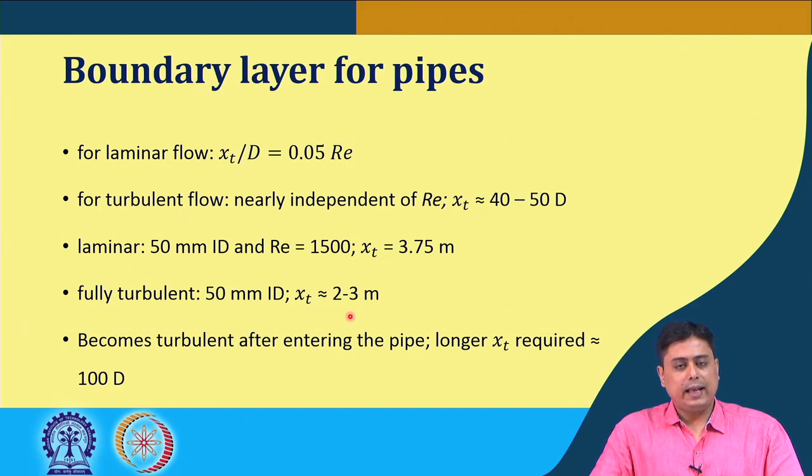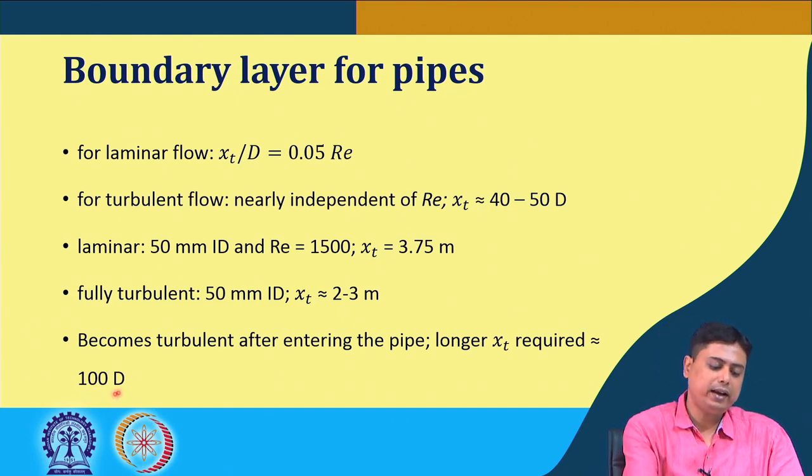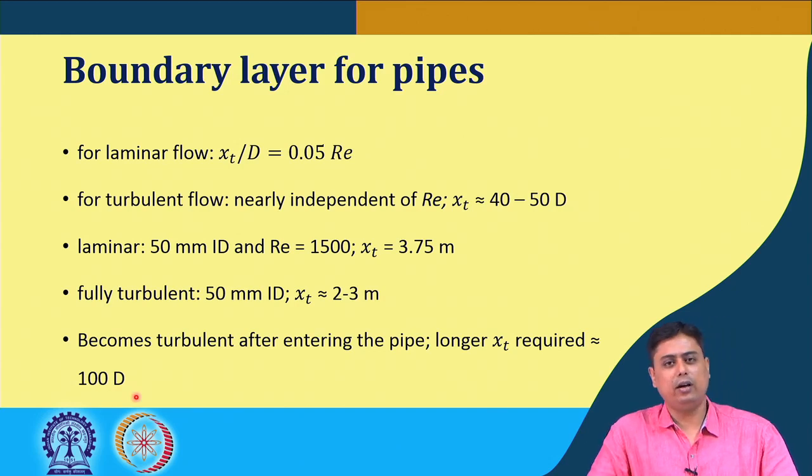So, there can be a scenario where the flow becomes turbulent after entering the pipe. Okay. So, initially there was a laminar case or some different condition of flow, but as it enters a pipe, it becomes turbulent. So, in that case, the transition length required is very much higher, okay, and it is in fact in the range of 100 pipe diameters or conduit diameters.